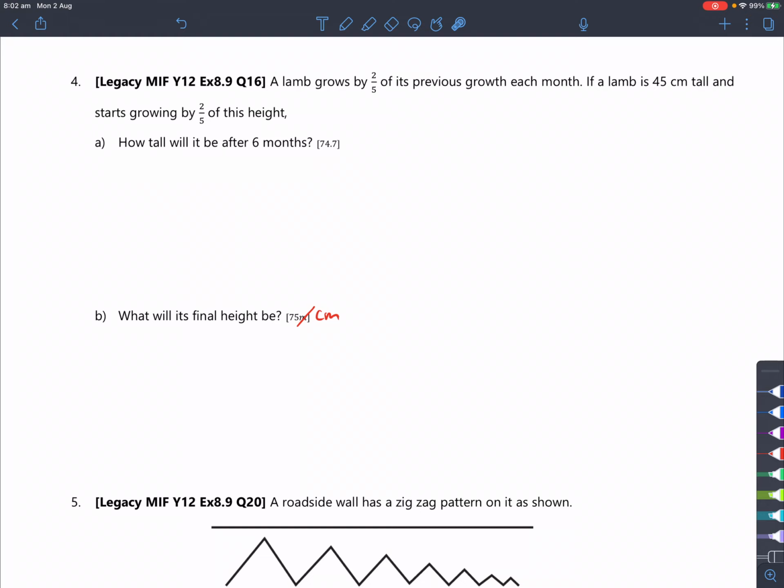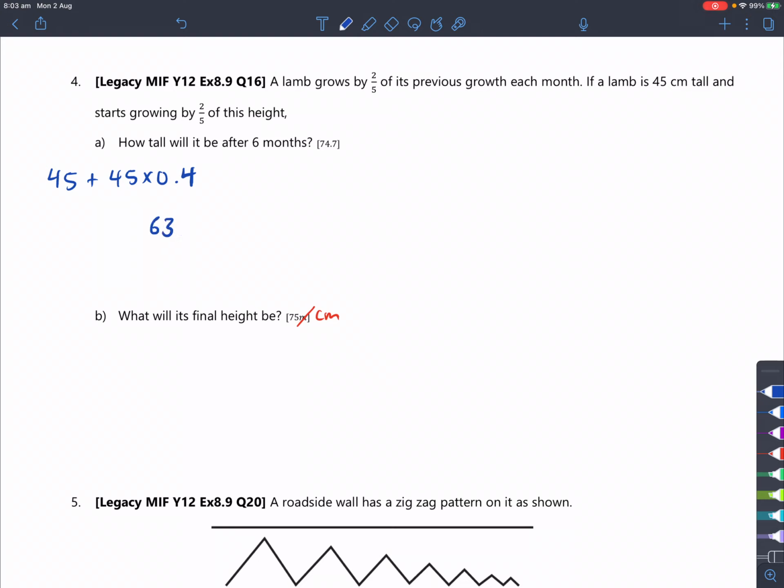after 6 months? So, let's start off by thinking that this lamb is basically 45 centimeters tall, and after 1 month, the lamb will grow by 2/5 of its height. So, what does that actually mean? That means that the lamb will now be 45 plus 2/5 of itself. So basically plus 45 times 0.4. Right? Now, if I do that on the calculator, that gets me basically 63.